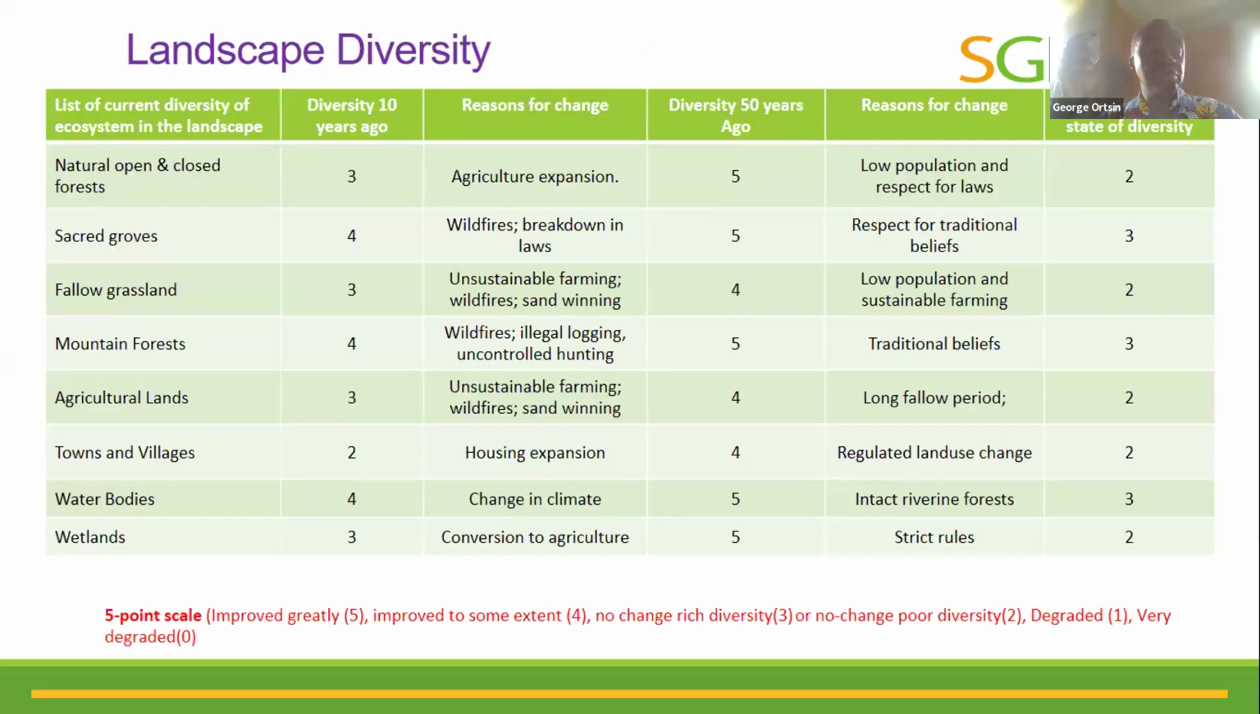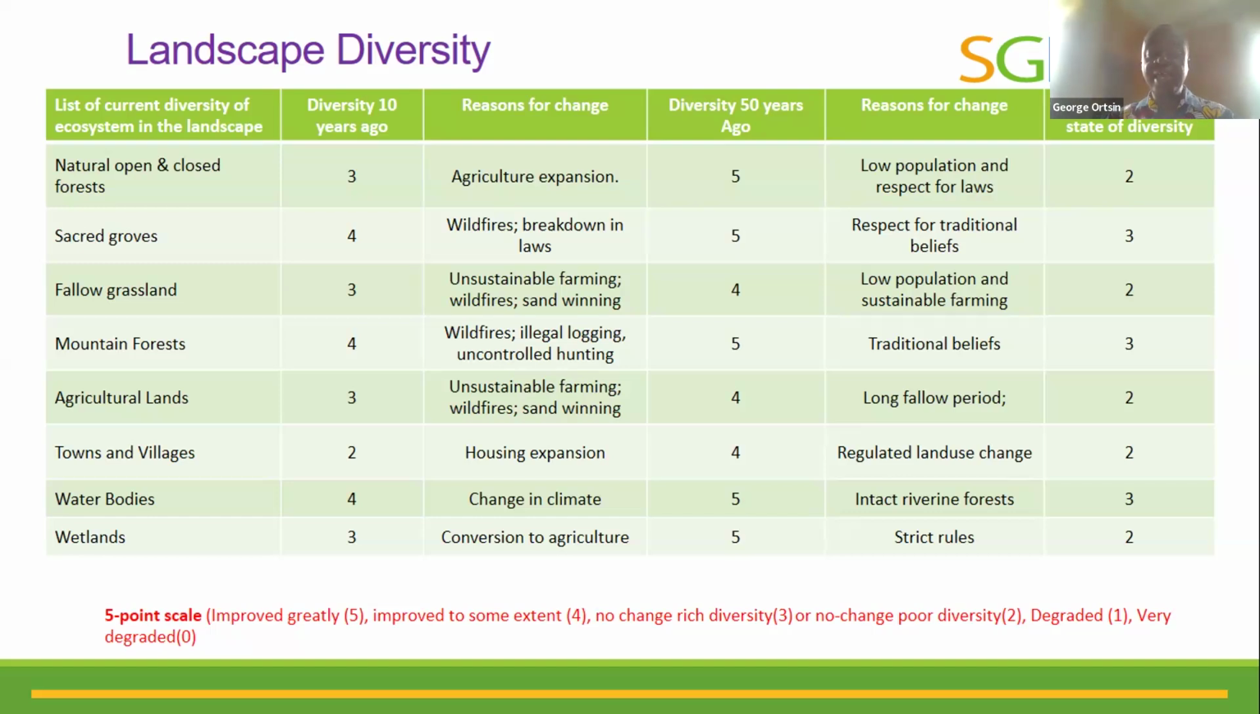Now we come to landscape diversity. You look at open and closed forests. 10 years ago, it was 3. 50 years ago, it was 5, which means that it was very high. But now it is 2 because people do not respect the law and there are a lot of abuses of our local law. If you take sacred groves, in the past, it was high.